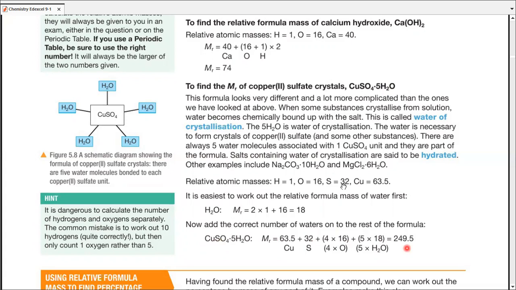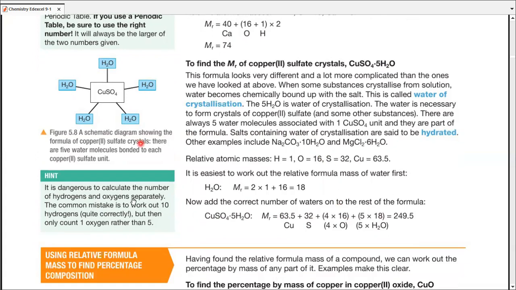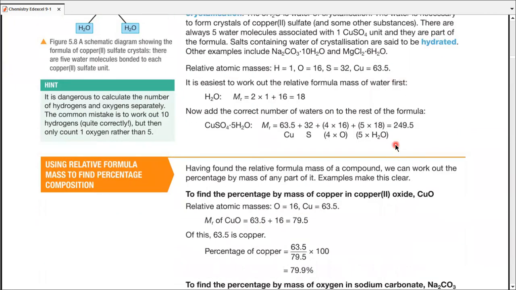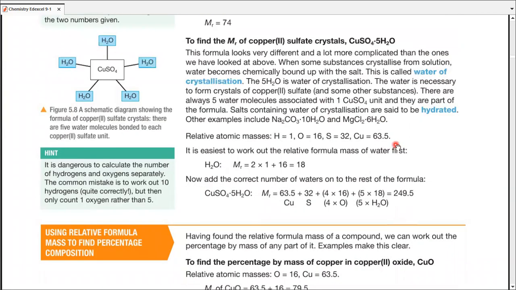Now, again, the hint: it is dangerous to calculate number of hydrogens and oxygens separately. If you memorize that the mass of water is 18, it's pretty simple to multiply that 18 with the number of water molecules. Remember, as given in the diagram over here, water molecules are fixed for every salt, and for different salts, the values are different. For example, for CuSO4, the number of water of crystallization molecules is 5. For Na2CO3, that's 10. For MgCl2, that's 6. And even for a single salt, there can be different values at times. So this gives us the idea how this goes.